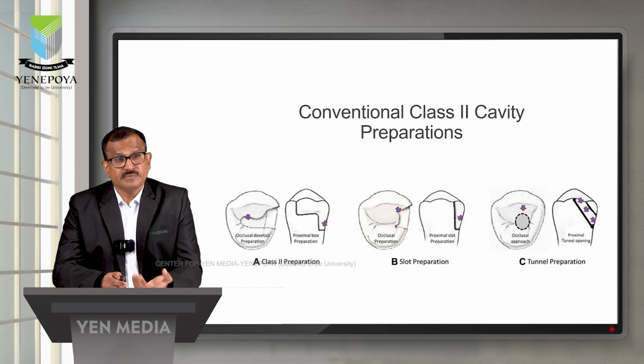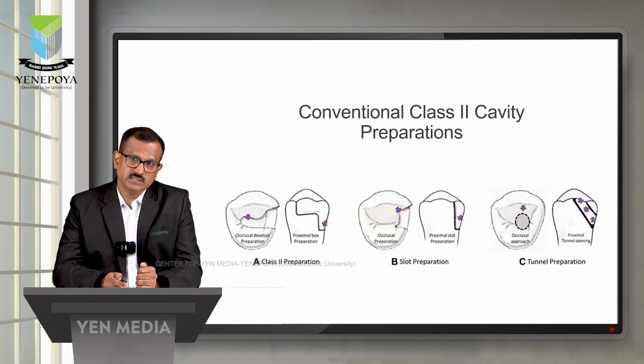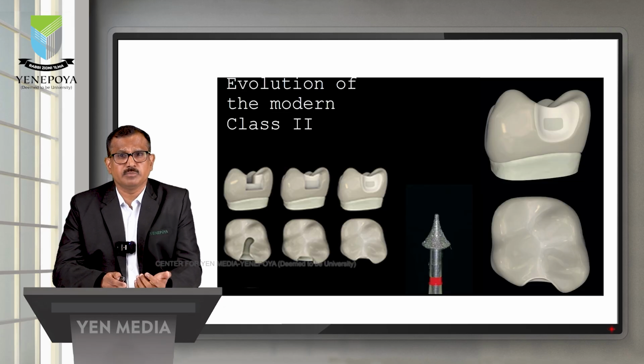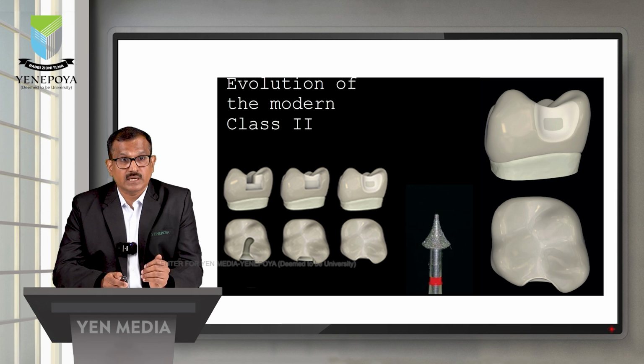So conventional cavity preparations, as we all know, had an occlusal dovetail, then we had to give the proximal extension, then we had to give retention grooves, and slot preparations were another option. Then tunnel preparations came in, claiming to be minimally invasive. But now the scenario is different, because newer techniques of bonding have allowed us to make minimal preparations. So evolution has happened now.